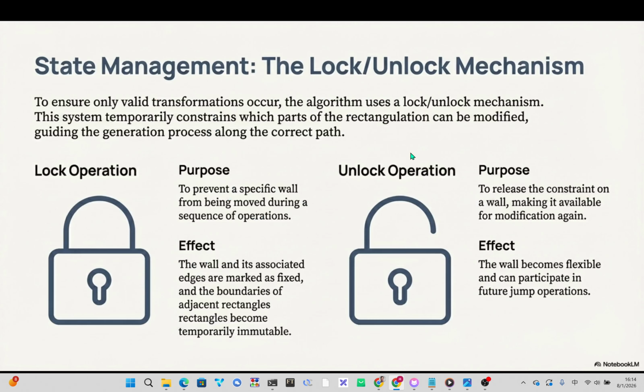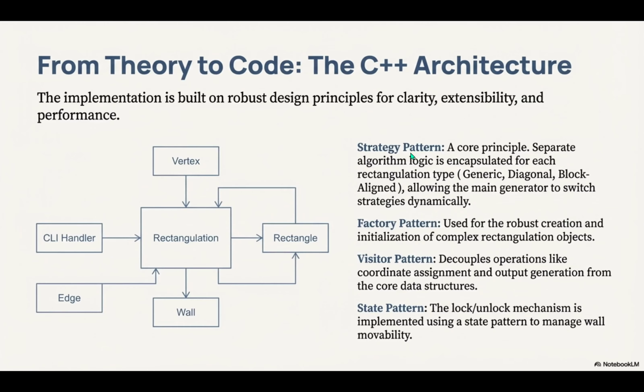Okay, let's pivot from the theory to the engineering. This wasn't just a math proof. It became a high-performance C++ tool. What makes the implementation so fast? Well, it starts with the data structure. The way it's all stored in memory is incredibly efficient. It scales linearly, which means the memory footprint stays small even for really big problems.